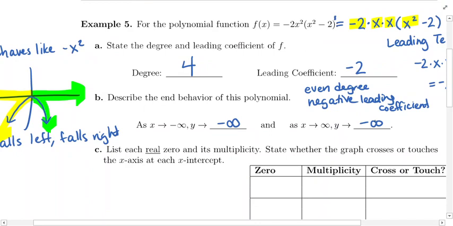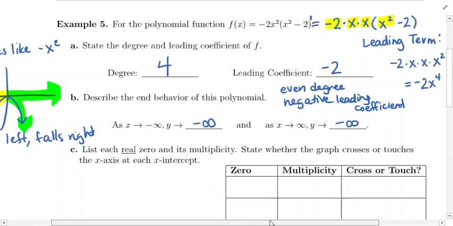Again, to write this mathematically, as your x values approach negative infinity, the y values approach negative infinity. That's the yellow part. And as your x values approach positive infinity, your y values also approach negative infinity. That's the green part. You need both pieces. So we're falling left, falling right. You better see that in your graph when you do it.